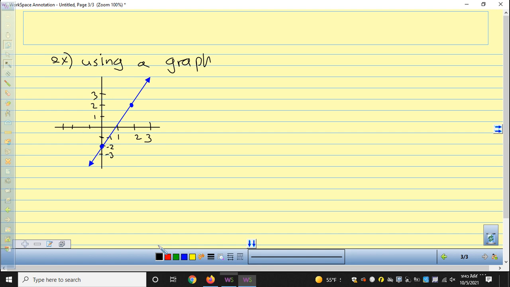And we want to find the equation of the line in slope-intercept form.